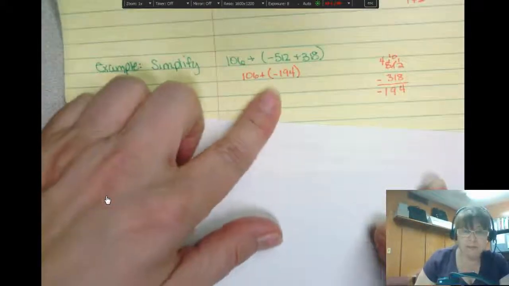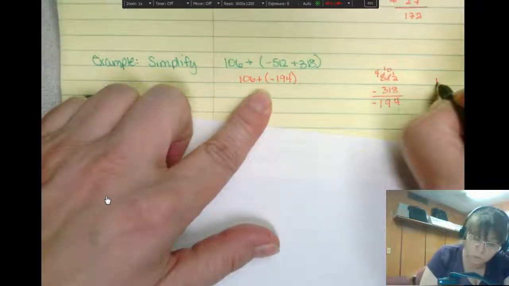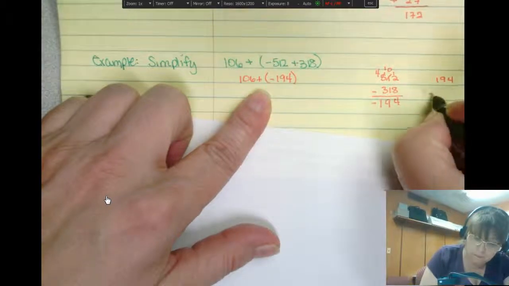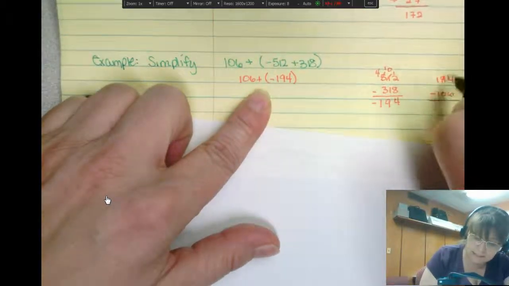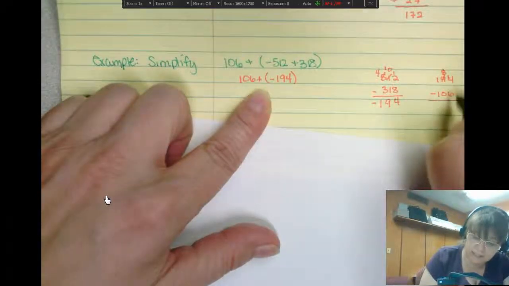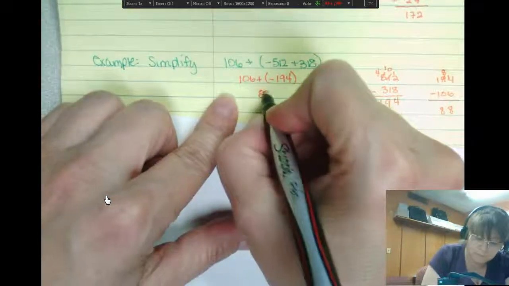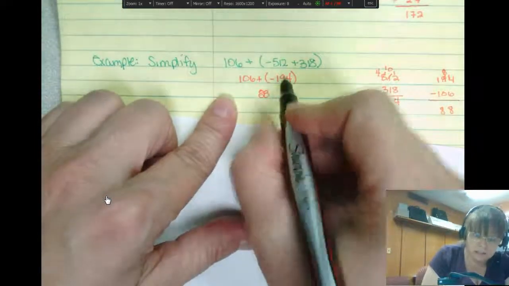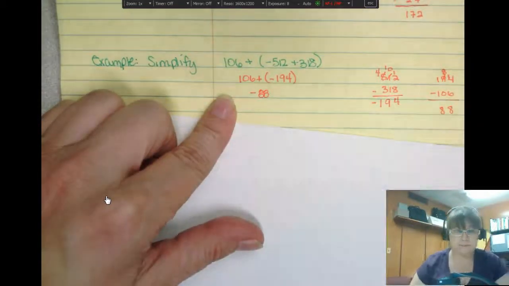Again, my values are opposite signs, so I'm going to take the difference. 194 minus 106. Need to borrow from the 9. 14 minus 6 is 8. So it's 88. But the 194 was bigger than the 106, so I keep it negative.